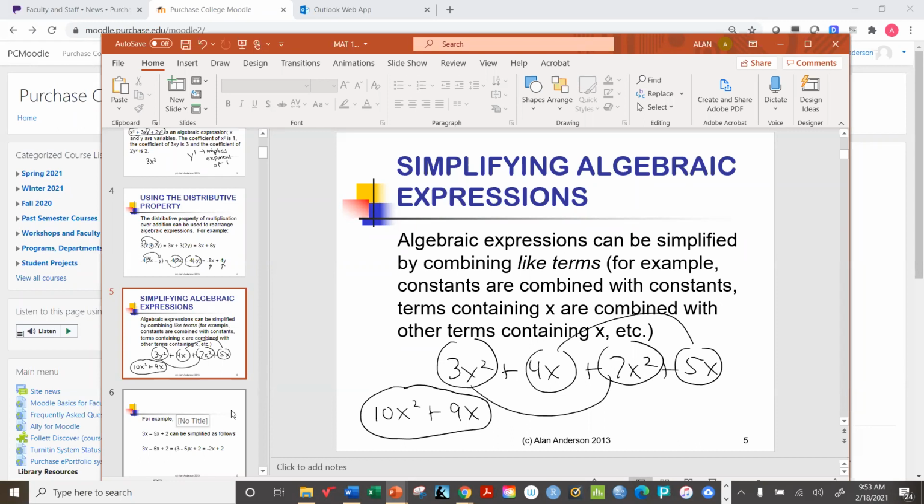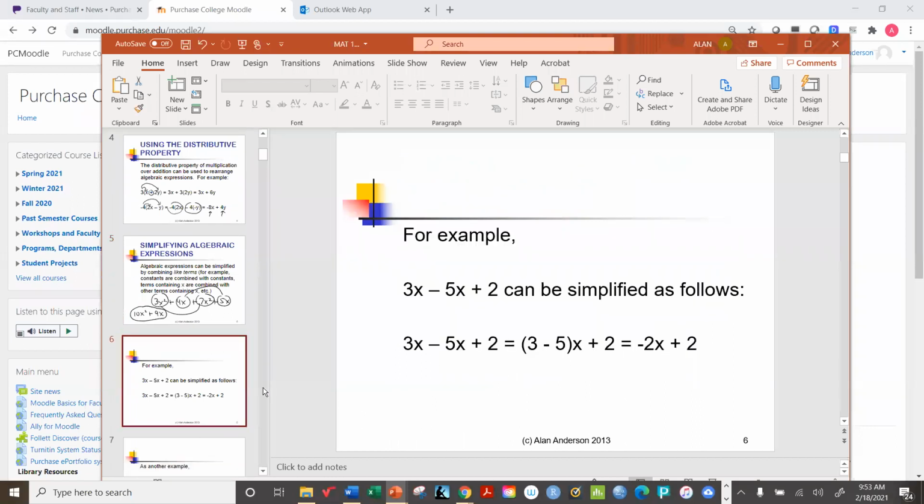All right. This one, well, that's a very simple case. The only like terms are these two. So we'll add them together. Look, this actually is 3 minus 5. Minus 5, there's a negative here, is all multiplied by x. So you end up with negative 2x plus 2. Look how nice that is compared to what we started out with.